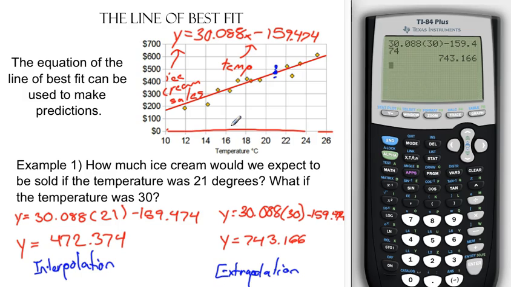And there you go. This is what a line of best fit is for. It tells us about the relationship and how good it is. That's the correlation coefficient R. And then the line of best fit allows us to make predictions about values, either interpolation or extrapolation, using that equation.